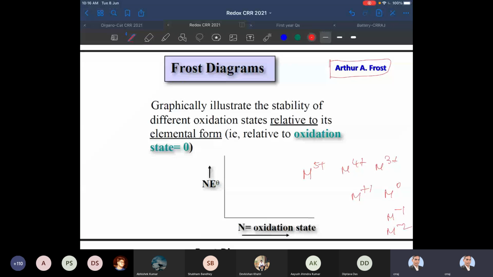Now, this diagram represents a plot of NE0, where capital N is the oxidation number, multiplied by the reduction potential, against the oxidation state. One thing you need to remember, this is, as I underline, relative to its elemental form. This is not like your Latimer diagram where we dealt with M5+ to M4+, with, say for example, 0.51 volt. This is the potential.